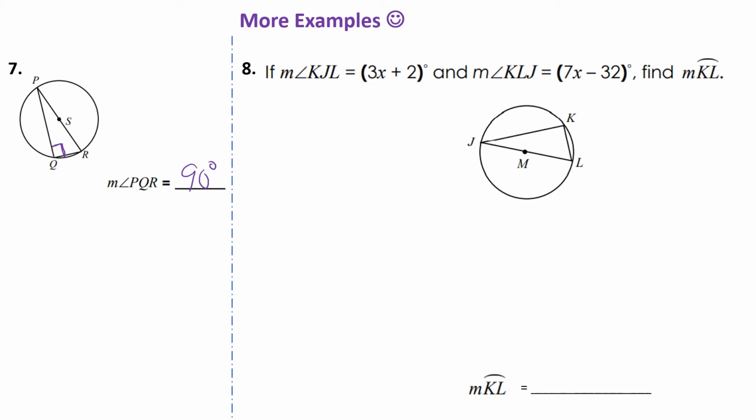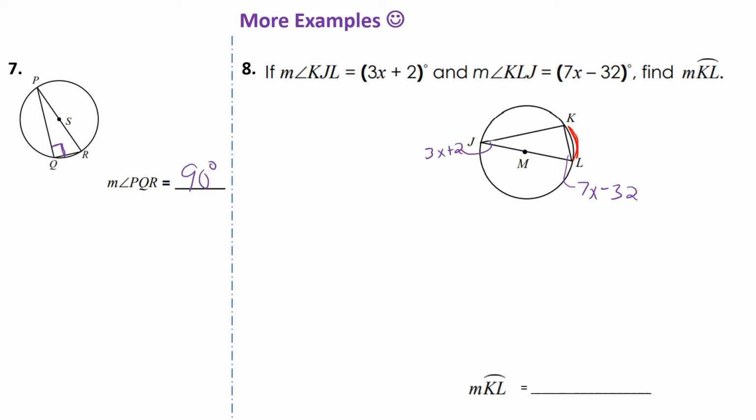Let's look at number 8 here. It says if the measure of angle KJL is 3x plus 2. So I like to label everything. So that is 3x plus 2. And KLJ, that is 7x minus 32. We want to find arc KL. So we want to find this arc right here.